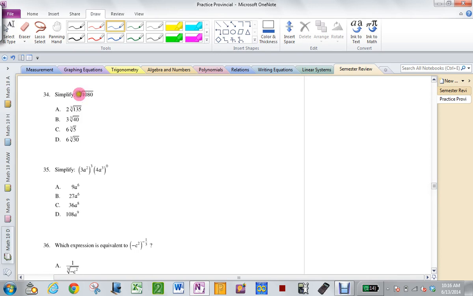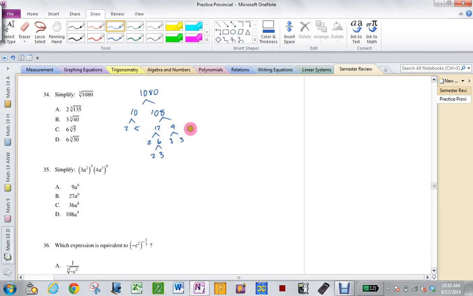Simplify the cube root of 1080. So you need to know cube roots. I'm going to do this the long way to show you guys the whole thing. 1080. That's 10 and 108. 2 and 5. Done. 108, 12 and 9. 3 and 3. 2 and 6. 2 and 3. Now I just counted up.